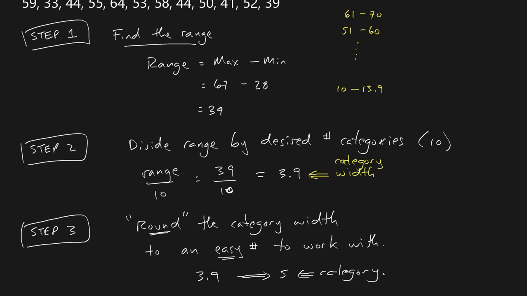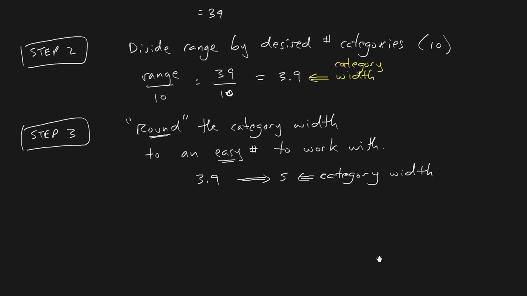If you chose to go with 4, you would not be wrong. I just find it's easier to go with a number like 5. So 5 is my new category width. So that's my third step. So what am I going to do with that?